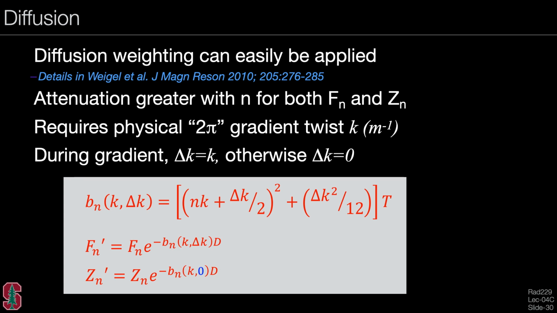You do have to calculate a physical k number in real units in order to apply diffusion, and that's simply because the diffusivity D is a physical number. And then how you apply this differs slightly. If you're playing a gradient, you actually have an additional delta k over 2 and delta k squared over 12 term in this equation. So this is quite workable, and the power of this is that you can easily calculate the diffusion sensitivity of different sequences as well as different parts of the sequence. So it's very much worth mentioning.